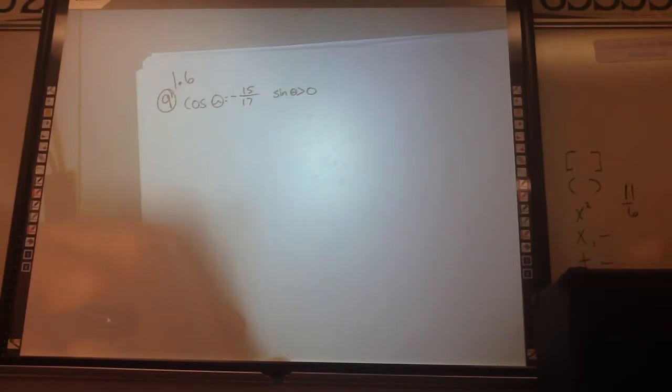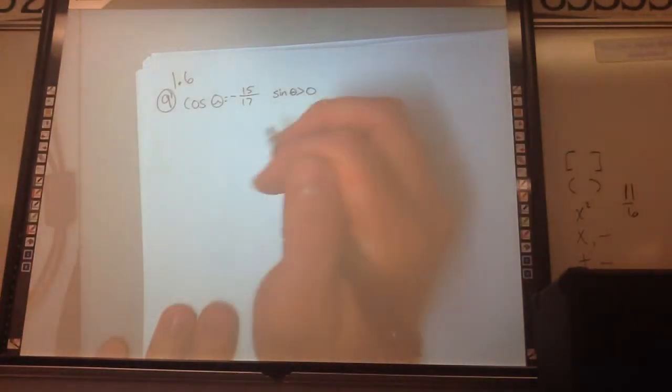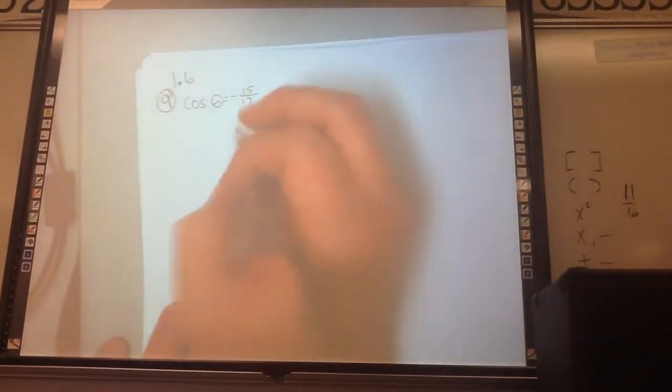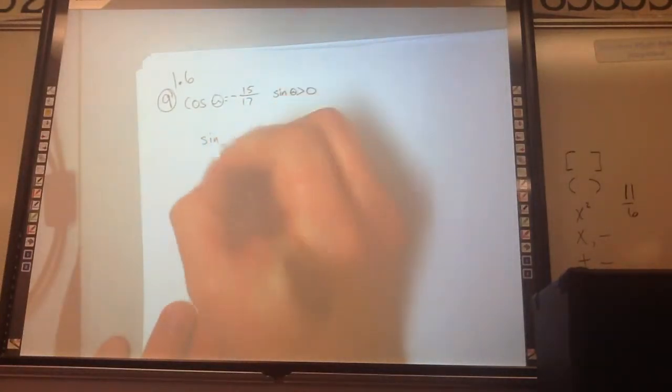So I got the cosine of theta equal to negative 15/17. Given that the sine of theta is greater than 0, find the sine of theta, the cos of theta. Well, we're going to find all 6 things.